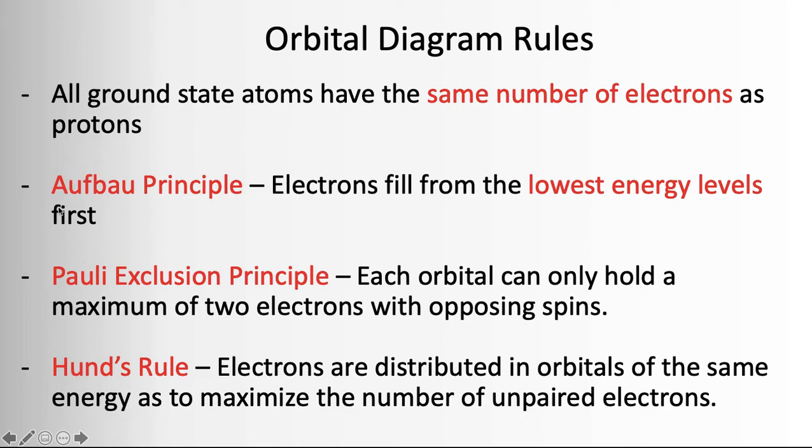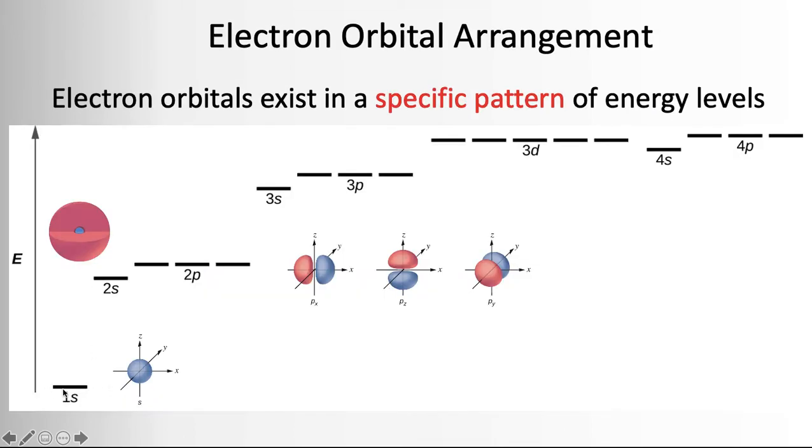Now, these are the next 3 rules that we're going to follow. The Aufbau principle states that the electrons will fill from the lowest energy level first. So if we go over here, I will have to start filling the 1s orbital because that is my smallest energy. If you see this line over here, in this axis I have energy and it's increasing as I go from bottom to top. So 1s is the lowest energy level.